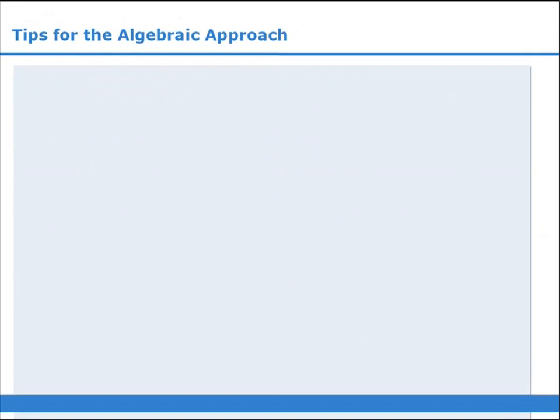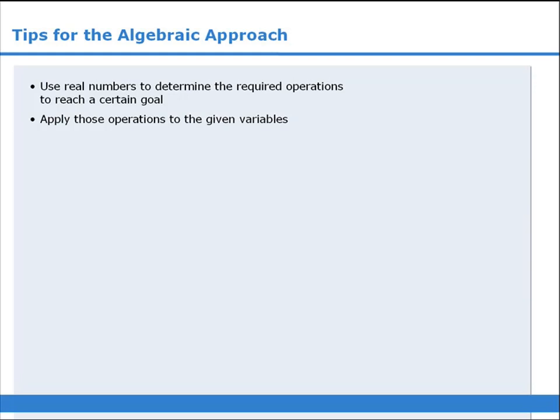Alright, let's summarize. In this lesson, we learned that we can use hypothetical values to determine the operations required to reach a certain goal, and then apply those operations to the given variables. We also learned that if the expression we derive does not match one of the answer choices, we should consider writing the expression in different ways to see if that works.